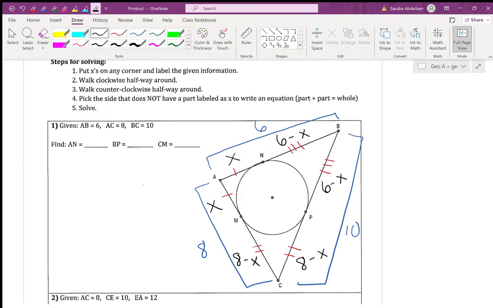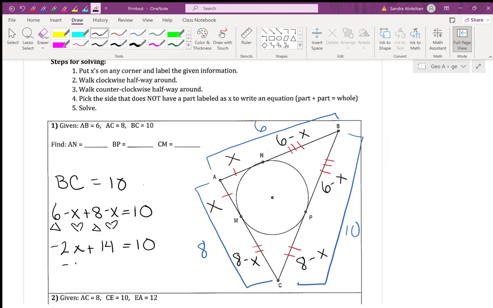So I'm going to go with BC. And what do we know? We know that BC's total length is 10. Do we agree on that? So what does that mean? That means 6 minus x plus 8 minus x has to equal 10. Combine your like terms. I have negative 2x plus 14 equals 10. Negative 2x equals negative 4. X will equal 2.